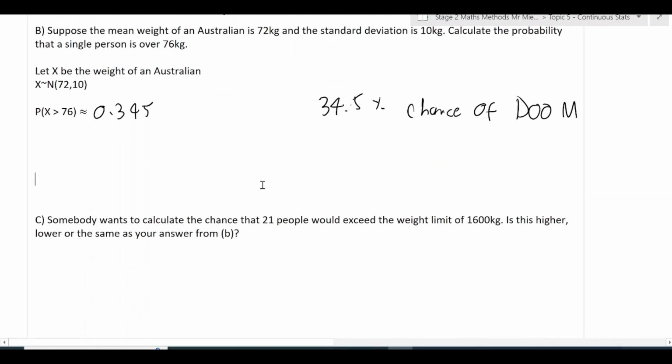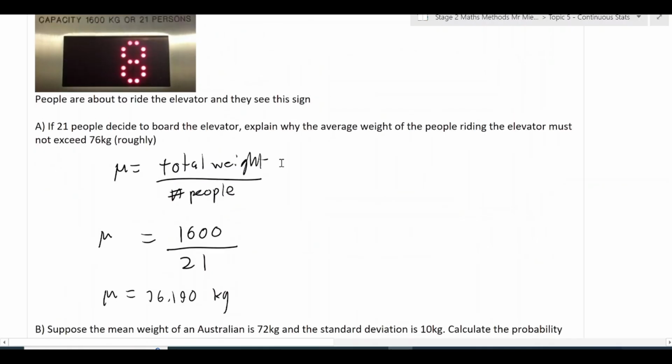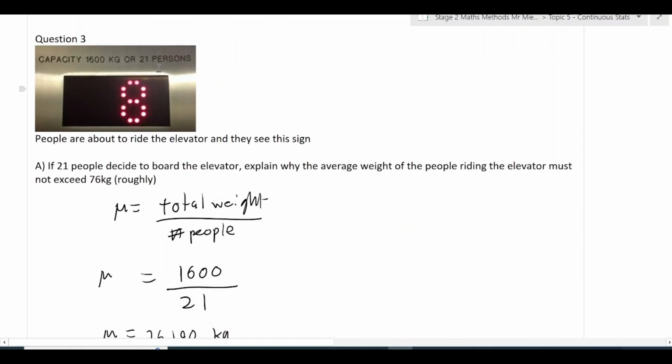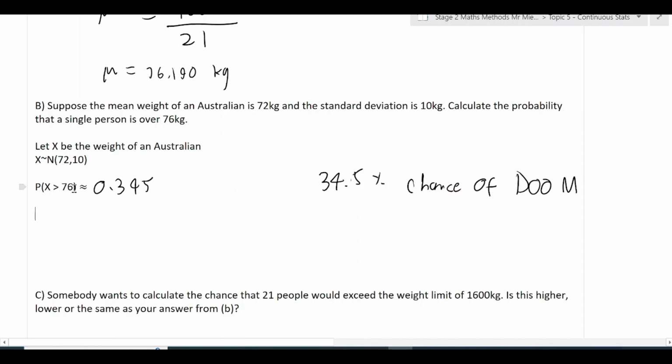Now, have a think about why that's wrong before I just tell you. But the reason why it's wrong is because this is the chance that a single person is over 76 kilos, 34.5% chance. But if you've got 21 people in an elevator, the chance that collectively they have an average over 76 is actually going to be a lot lower than this. So we'll do that calculation.